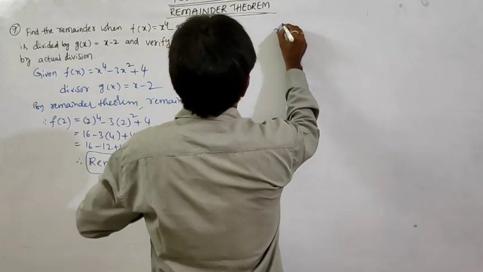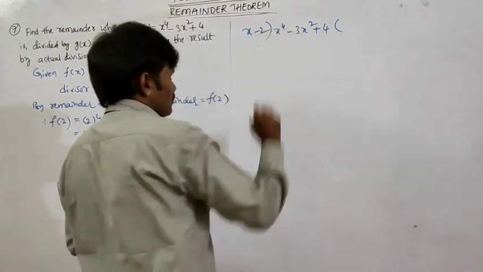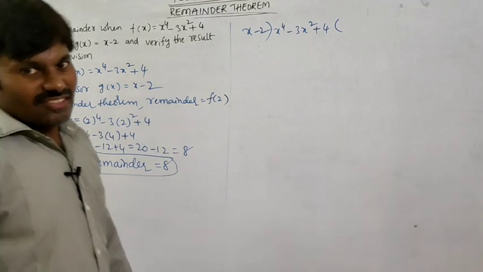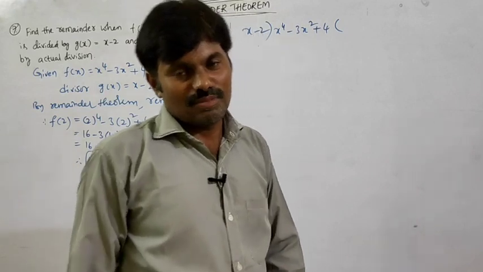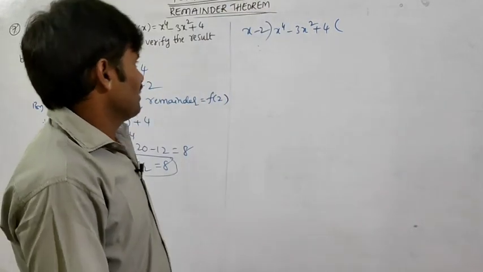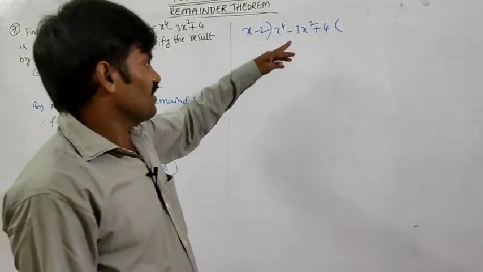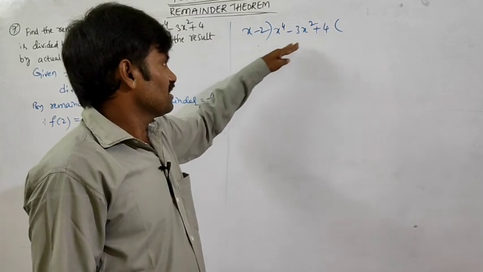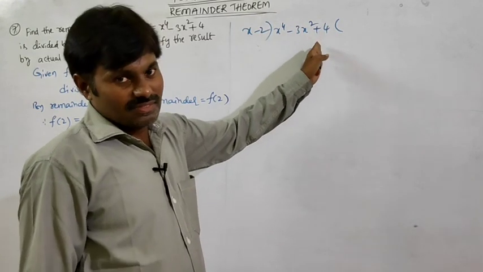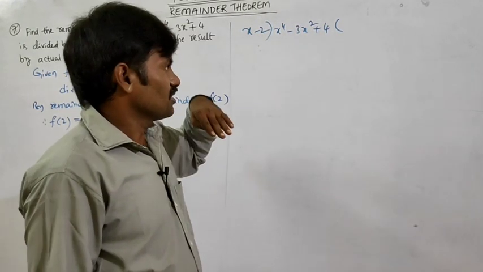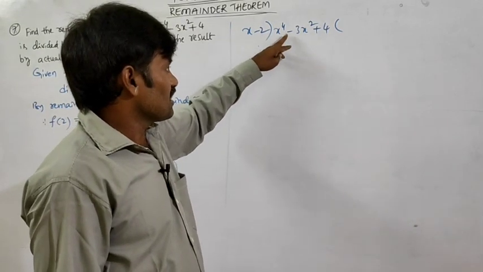The polynomial is x power 4 minus 3x square plus 4, and the divisor is x minus 2. Dear students, did you observe anything in the given dividend? What is the degree of this polynomial? 4. So how many terms are present? Only 3. So not every term is present in the polynomial; some terms are missing. The degrees of those terms are 3 and 1.